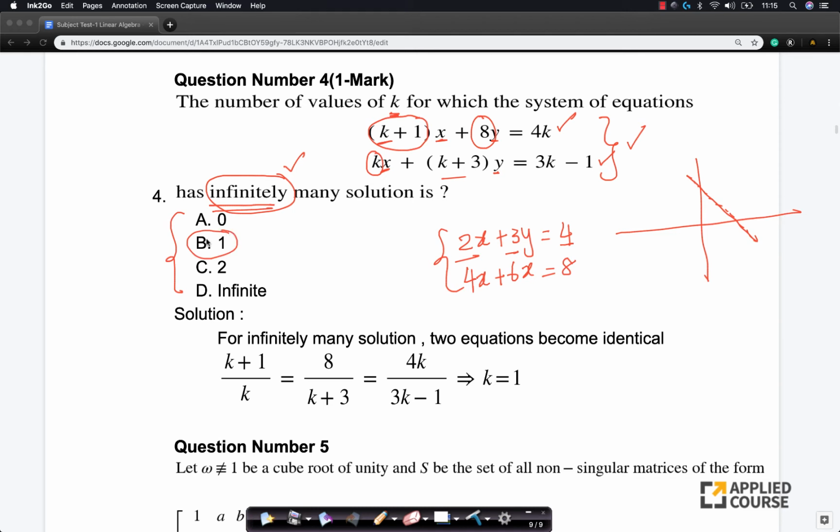If I place 1 here, what happens? 2 by 1, so this is equal to 2. 8 by 4, because k equals 1, that's 2. This is 4 by 3 minus 2, so 3 minus 1 is 2. 4 by 2 is 2.